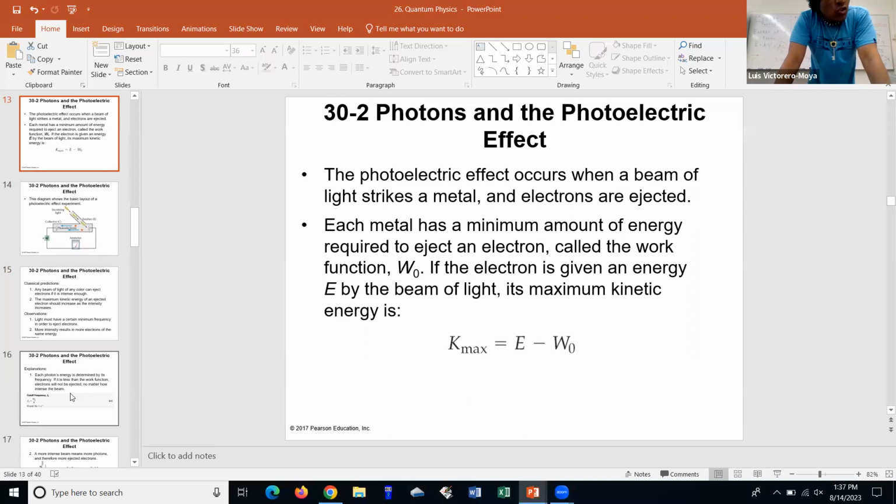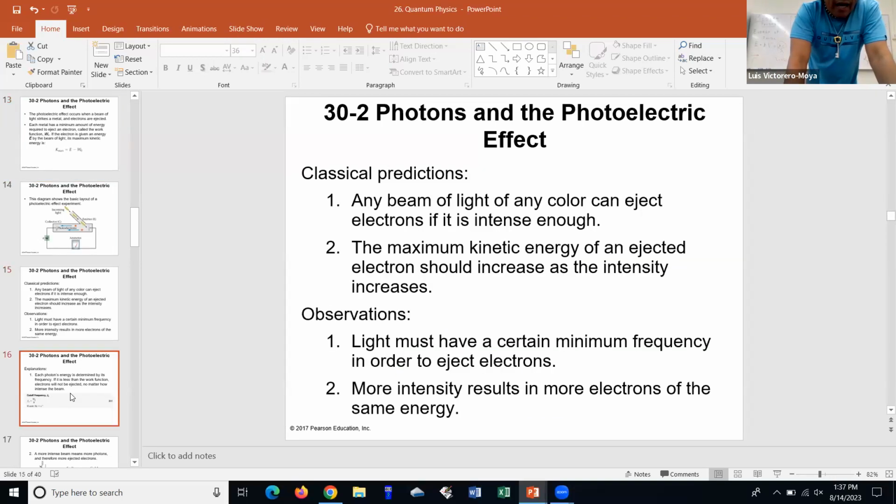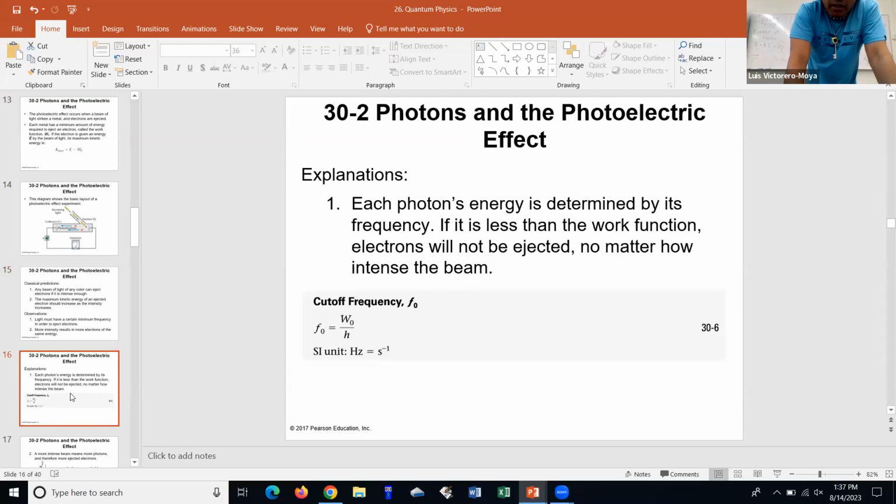So that's crucial to understand that light is quantified, that Planck was correct, and basically, because of this simple experiment, looks or sounds simple, but it's really not. Einstein won his Nobel Prize in 1916, 1917.